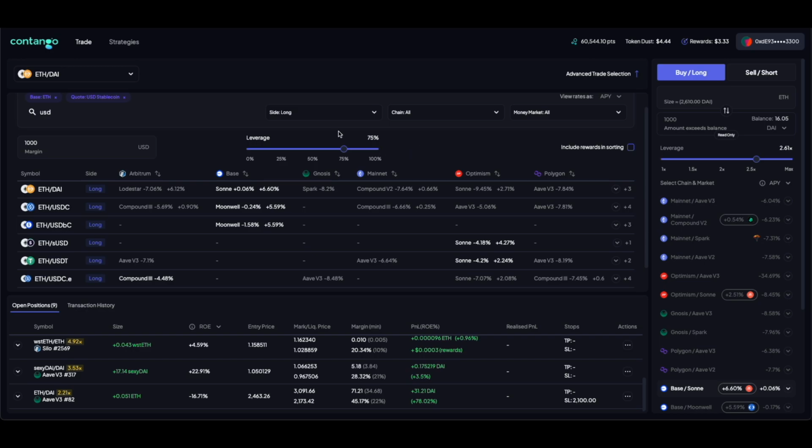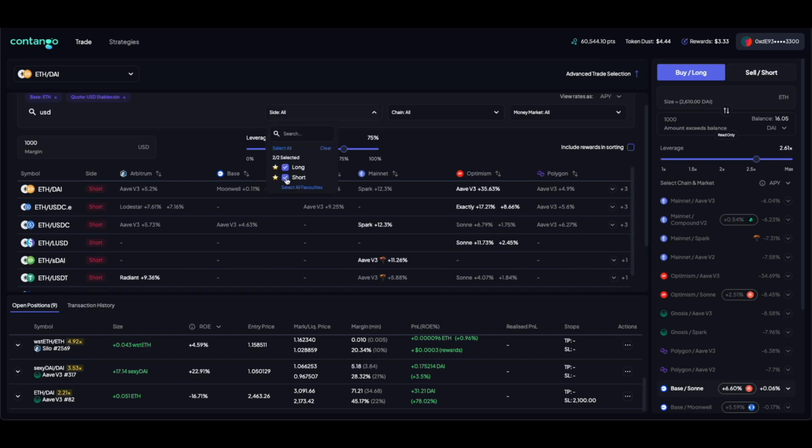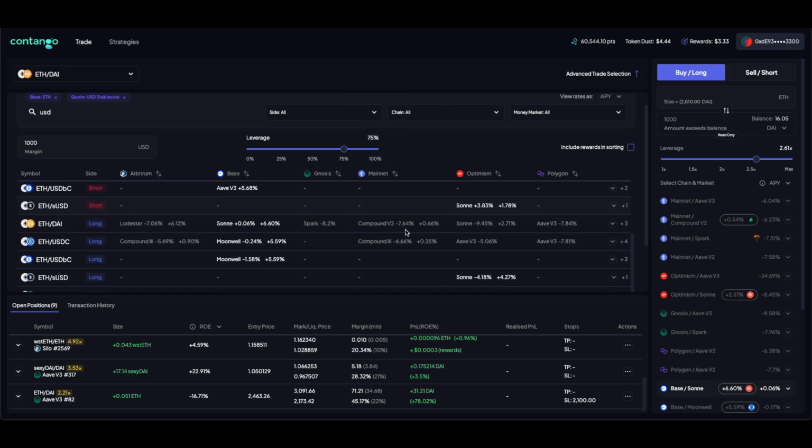If you show both sides, you can also spot interesting delta neutral plays. For instance, going short on ETH on this market and chain will yield about this much. And going long on ETH on this chain and market will yield this much. So by opening two legs on opposite sides, you can be delta neutral and farm rate differentials.